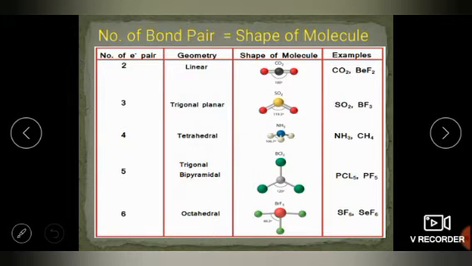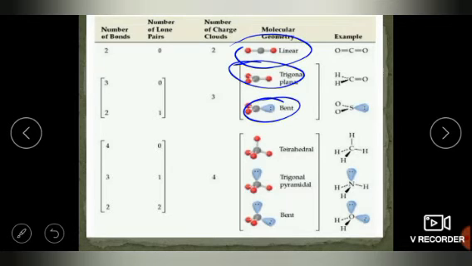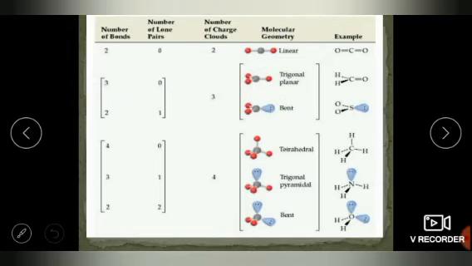Okay, so in this way you can practice all these. Now I am going to tell you the basic reason the shape of a molecule will change. The shape of a molecule depends upon the number of lone pairs and the number of bond pairs.